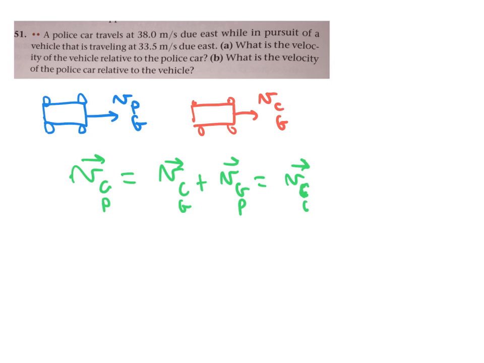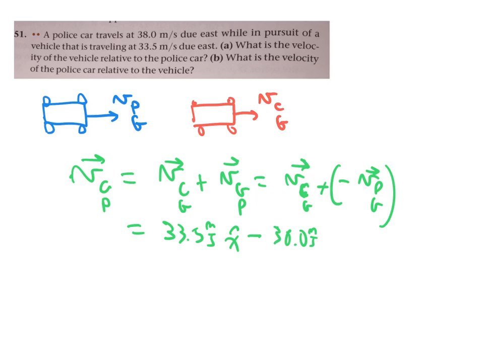So that's the same as saying we have the crooks relative to the ground, and then we're adding negative the police relative to the ground. Because if the police are moving due east, then they see the ground moving due west at the same speed. So relative to them, it has the opposite velocity. And then we can just plug in. The velocity of the crooks relative to the ground was 33.5 meters per second in what we'll call the x-hat direction, and the velocity of the police car was 38 meters per second in the same x-hat direction.